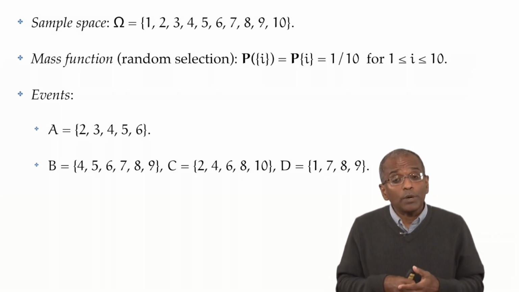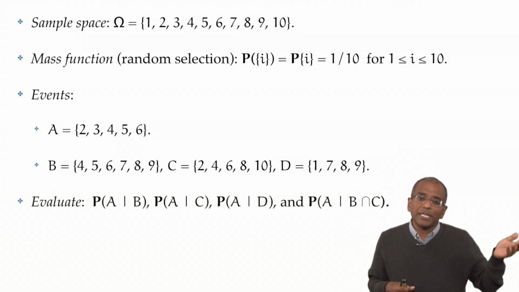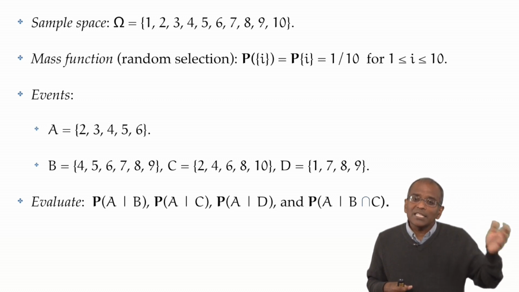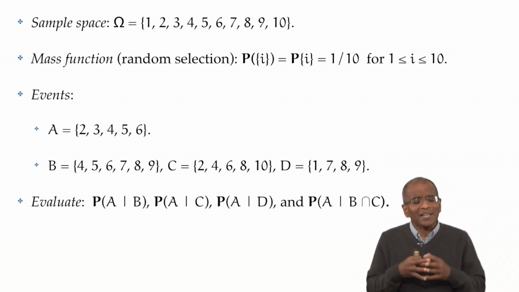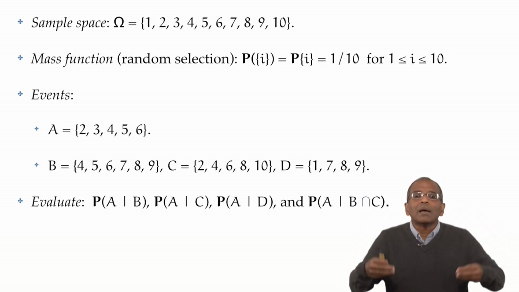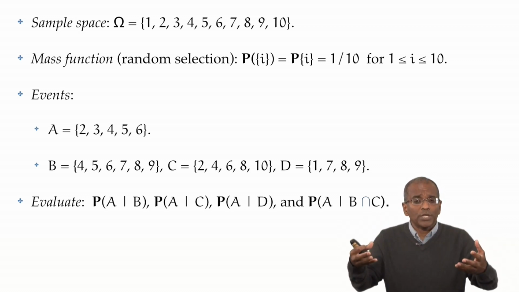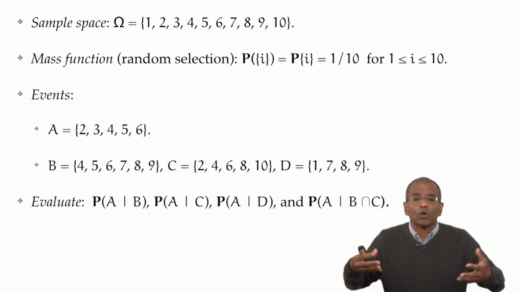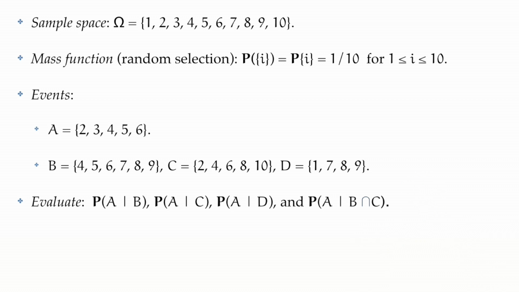And your problem now is to evaluate the conditional probabilities of A, given that B has occurred, A, given that C has occurred, A, given that D has occurred. And finally, A, given a composite event, B intersection C, has occurred. Pause the lecture and work your way through this to allow you to settle concepts before you turn to the next slide and to the answers.